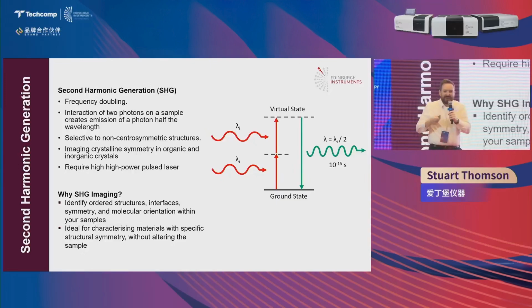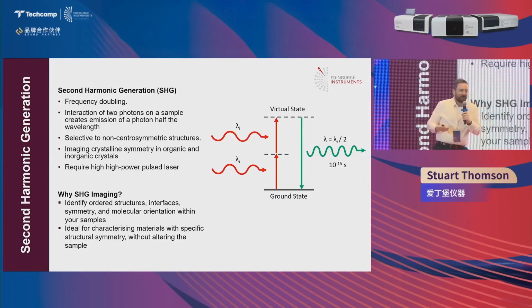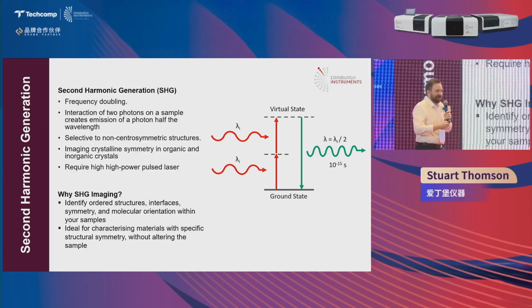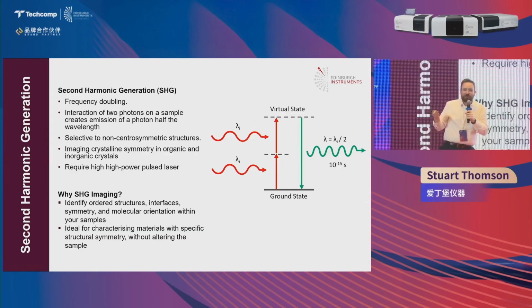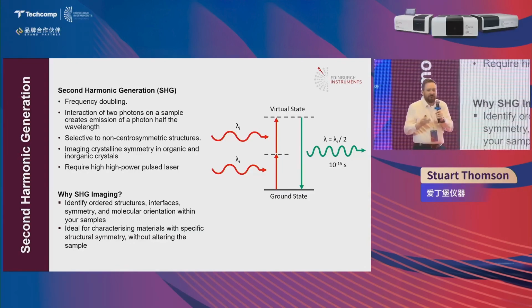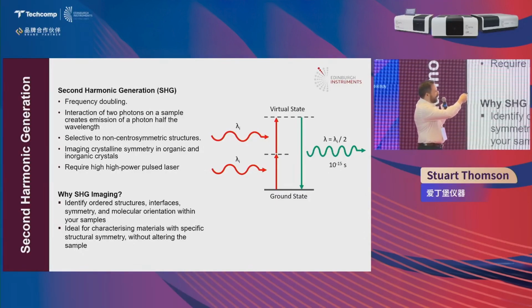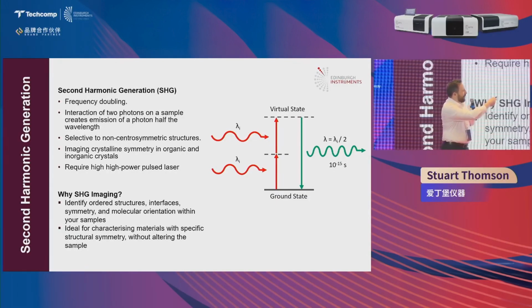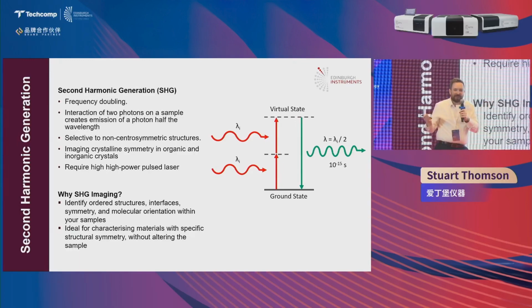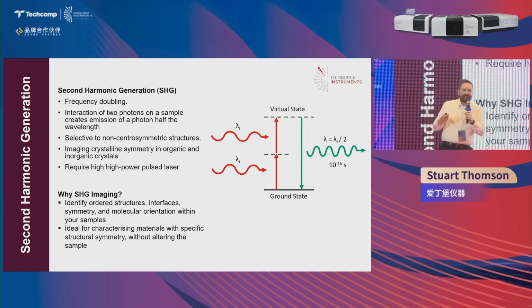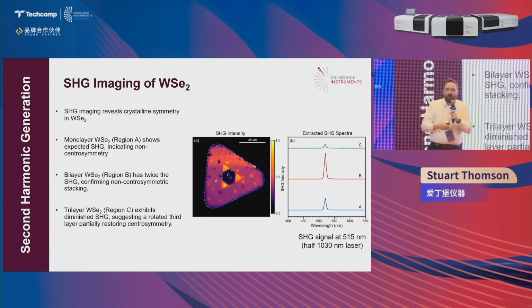And then the very last technique before I wrap up is second harmonic generation. So this is a similar technique to 2-photon fluorescence, except we're not absorbing the light this time. We're converting 2 photons into 1 photon of half the wavelength. And this is a very powerful technique as it's sensitive to symmetry. So it only happens in materials with non-central symmetry.